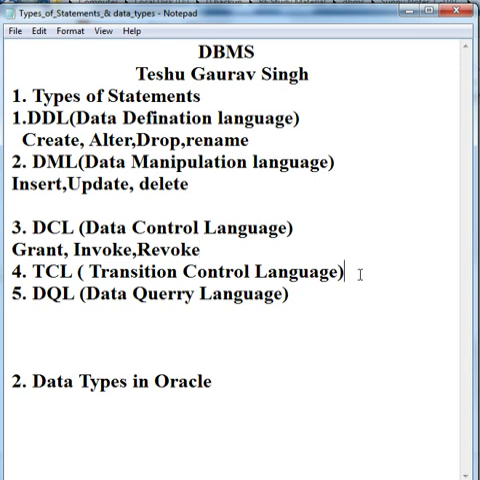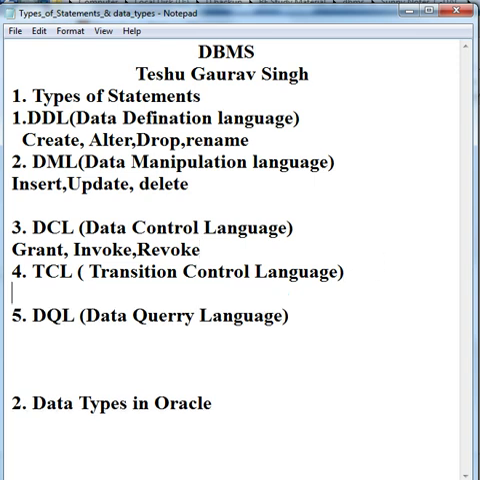Transaction control language, in TCL, we can fix the transaction. Transaction means we have inserted some values, updated some values, or deleted some values. So TCL works for DML commands.